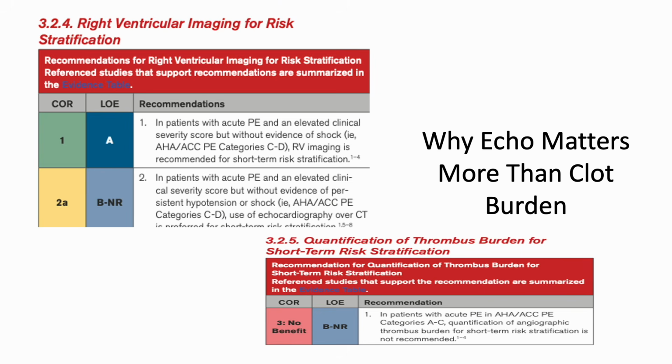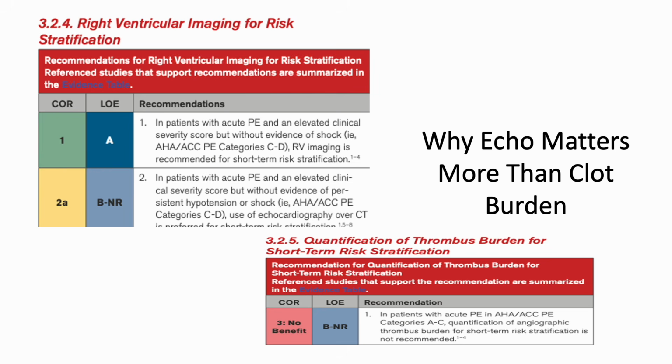Now, coming to echo. Echo is really important because, as you see, for category C there are only two things which are required: the biomarker and the echo. So, why is echo so important, more than even looking at the clot burden? Echo is more important than a CT scan clot burden because it is going to tell us about short term risk stratification.